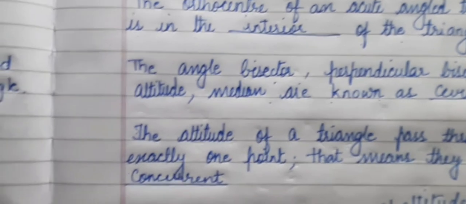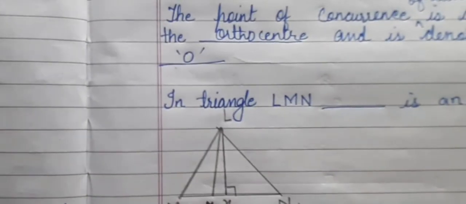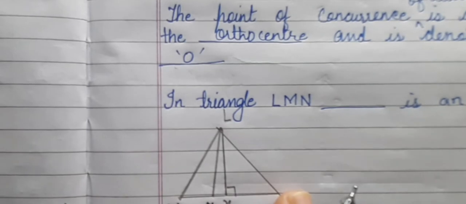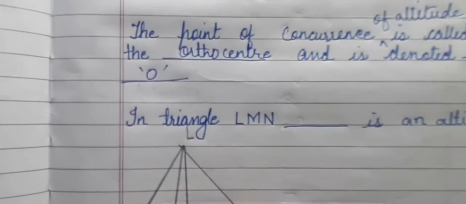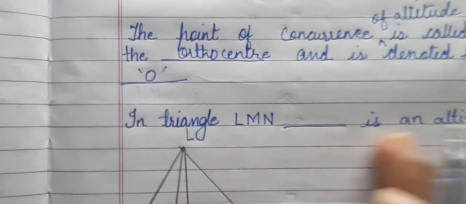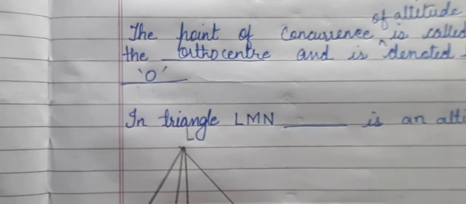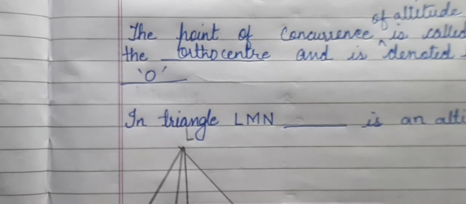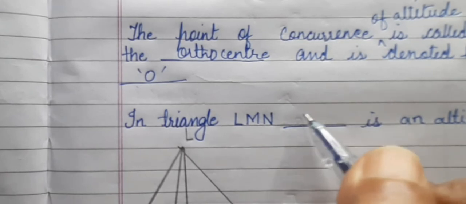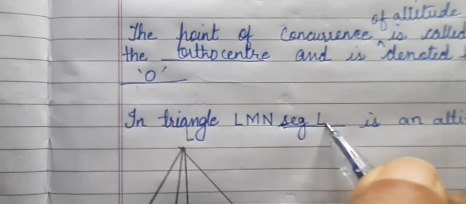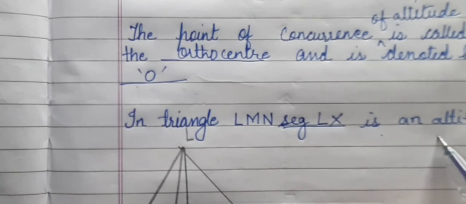Now your triangle LMN is given to us, okay. We have to specify in triangle LMN which is the altitude. Now which is the altitude over here? Find out. So now your XY, is it an altitude? No. Why? Because it is not perpendicular to MN. So which is the altitude? Altitude is LX. So here you are going to write segment LX is an altitude. I hope it is clear.